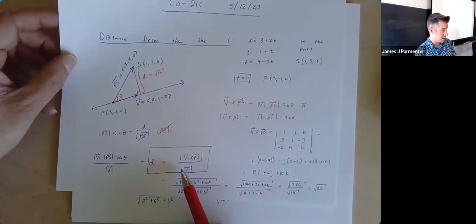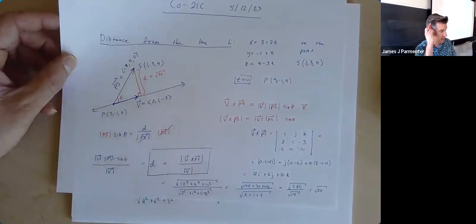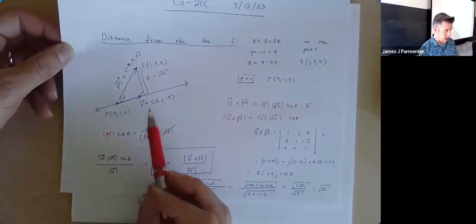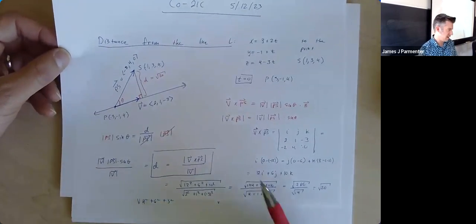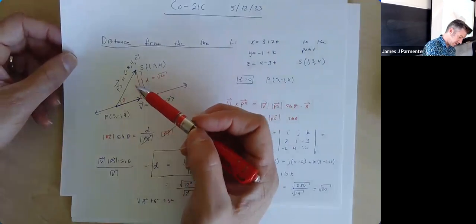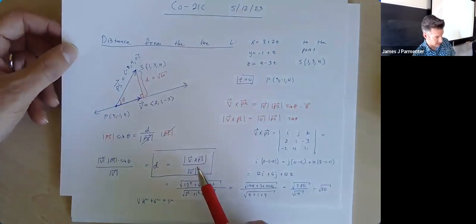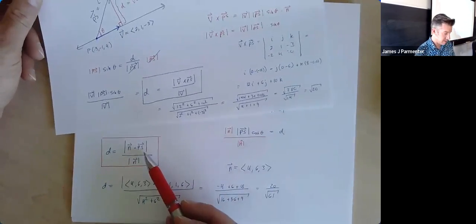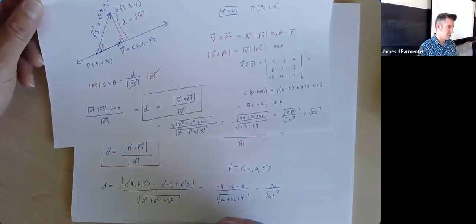And there's the distance formula from a point to a line. Very similar. You're always finding the vector from a point on your shape, your line or your plane, to the point that's in space, not on your line or your plane. And then you're either crossing it or dotting it, and then dividing it by the magnitude of the thing you're crossing or dotting it with.